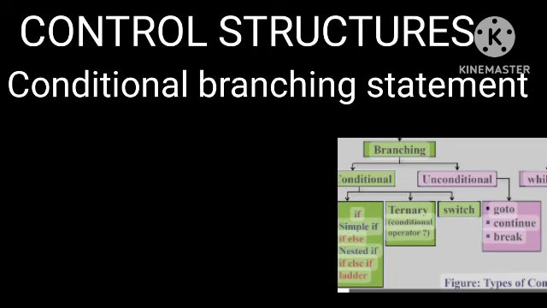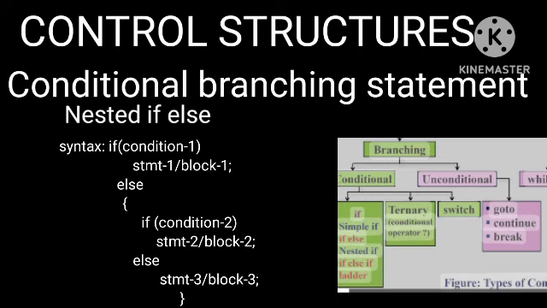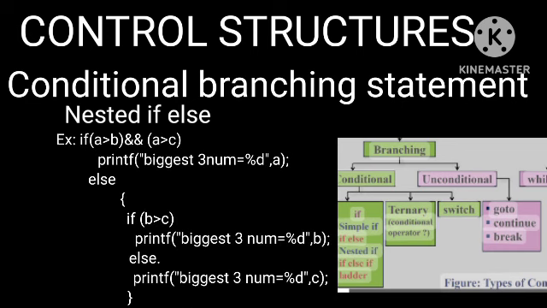Next in conditional branching statements is nested if else. An if else statement within another if else statement is known as a nested if else statement. The syntax is: if condition, statement or block 1, else if condition 2, statement 2 or block 2, else statement 3 or block 3. For example, if a greater than b and a greater than c, printf biggest of three numbers equals %d a, else if b greater than c, printf biggest number %d b, else printf biggest of three numbers %d c.